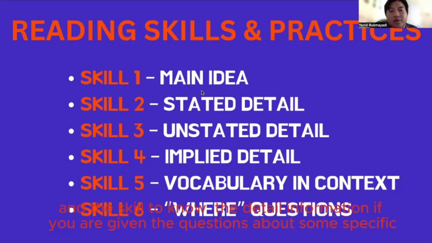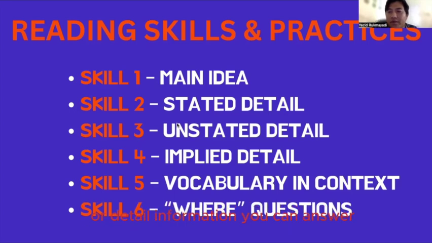And skill two is stated detail. So you know the detailed information. If you are given questions about some specific or detailed information, you can answer based on your reading. The skill three is unstated detail. So you need to conclude, you need to infer the information based on your understanding of the text.